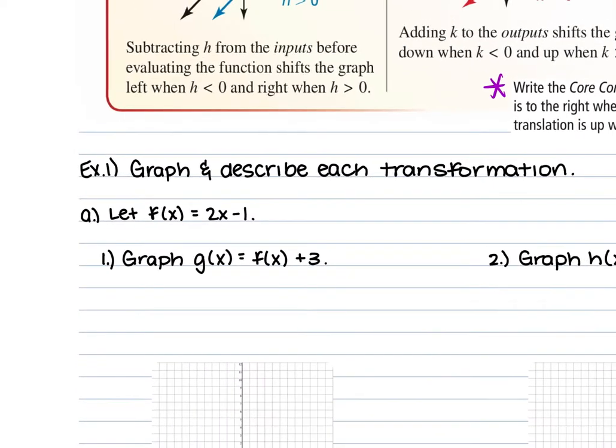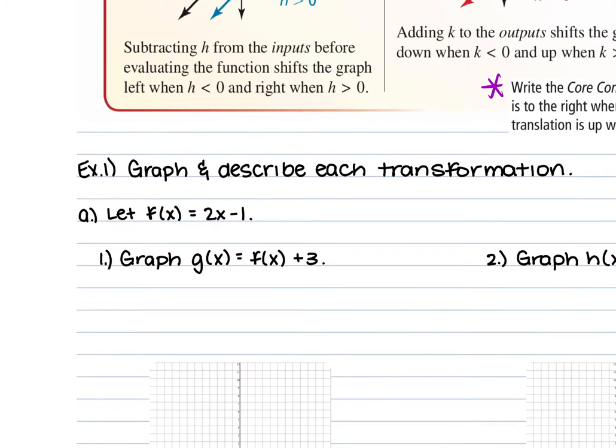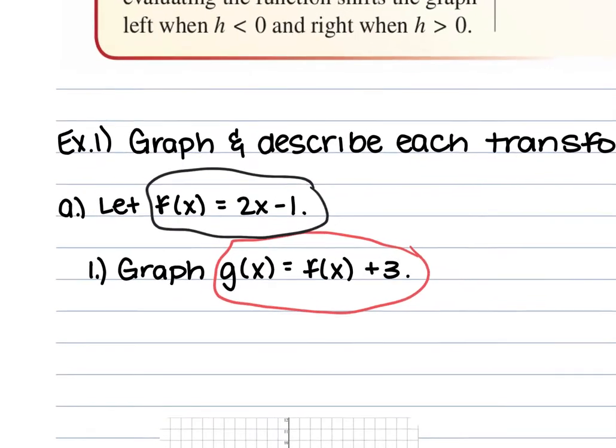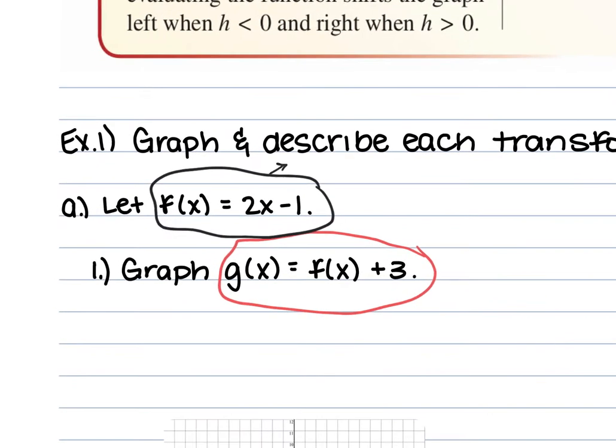It says graph and describe each transformation. Let f of x be 2x minus 1, and then our transformation is going to be g of x equals f of x plus 3. Circle this one in red, circle this one in black. Okay? So f of x is going to serve as our parent function. Write that in there. This is our parent function.